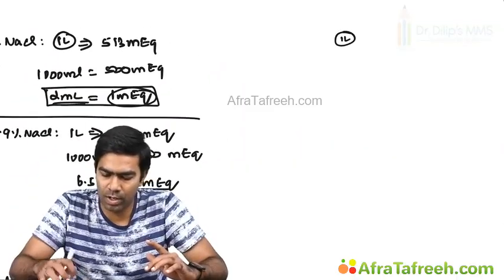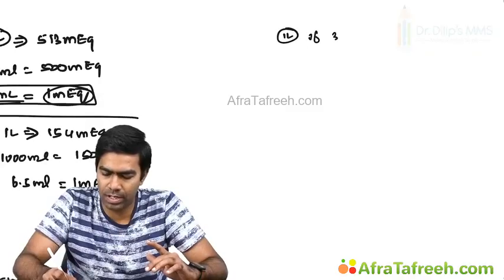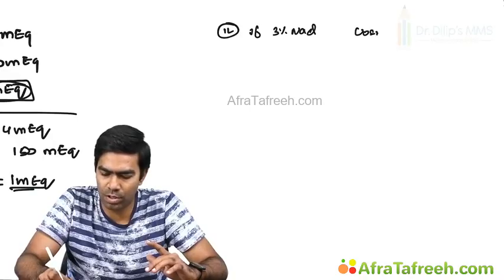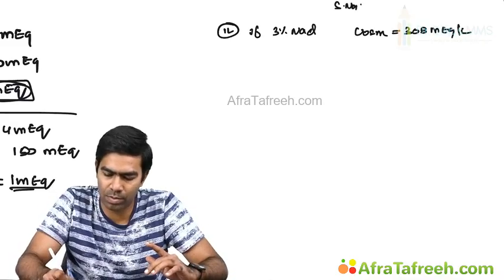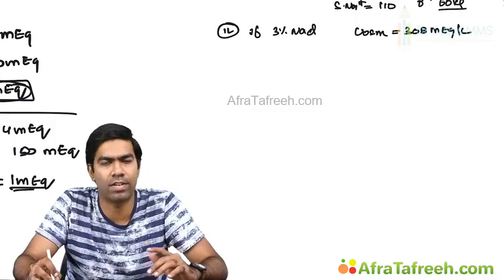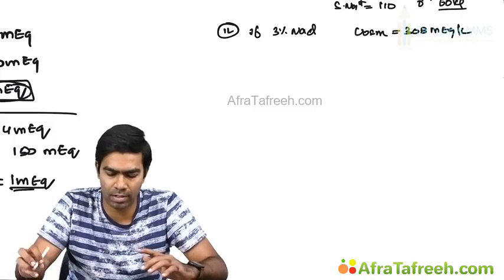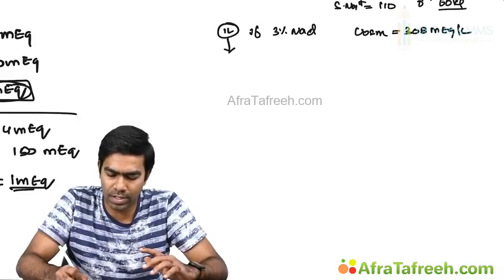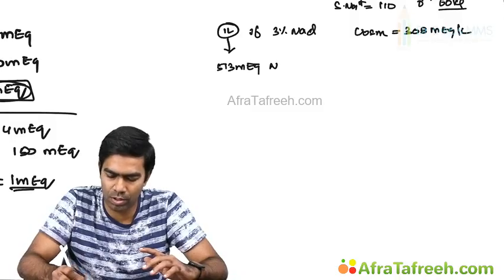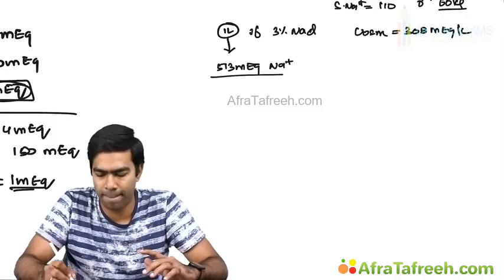So let me assume I am giving 1 liter of 3% NaCl in a patient who is having a fixed urine osmolality of 308 milliequivalents per liter, and again who is having a serum sodium of 110, a male with a body weight of 60 kilogram and 65-year-old man. So the same thing I am rewriting. So you know 1 liter of 3% NaCl will contain 513 milliequivalents of sodium in total in the solution.